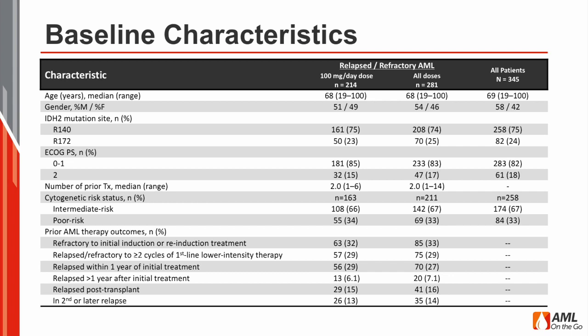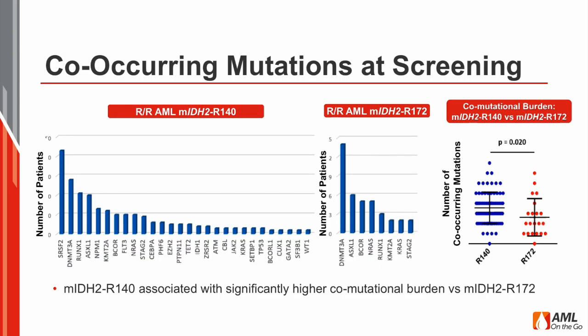and if you scroll down to the bottom, you can see that most of these patients really were a poor risk group of patients in that they were either refractory to initial induction or reinduction treatment. They had relapsed within 1 year of initial treatment, they had relapsed post-transplant, or they were in second or later relapse.